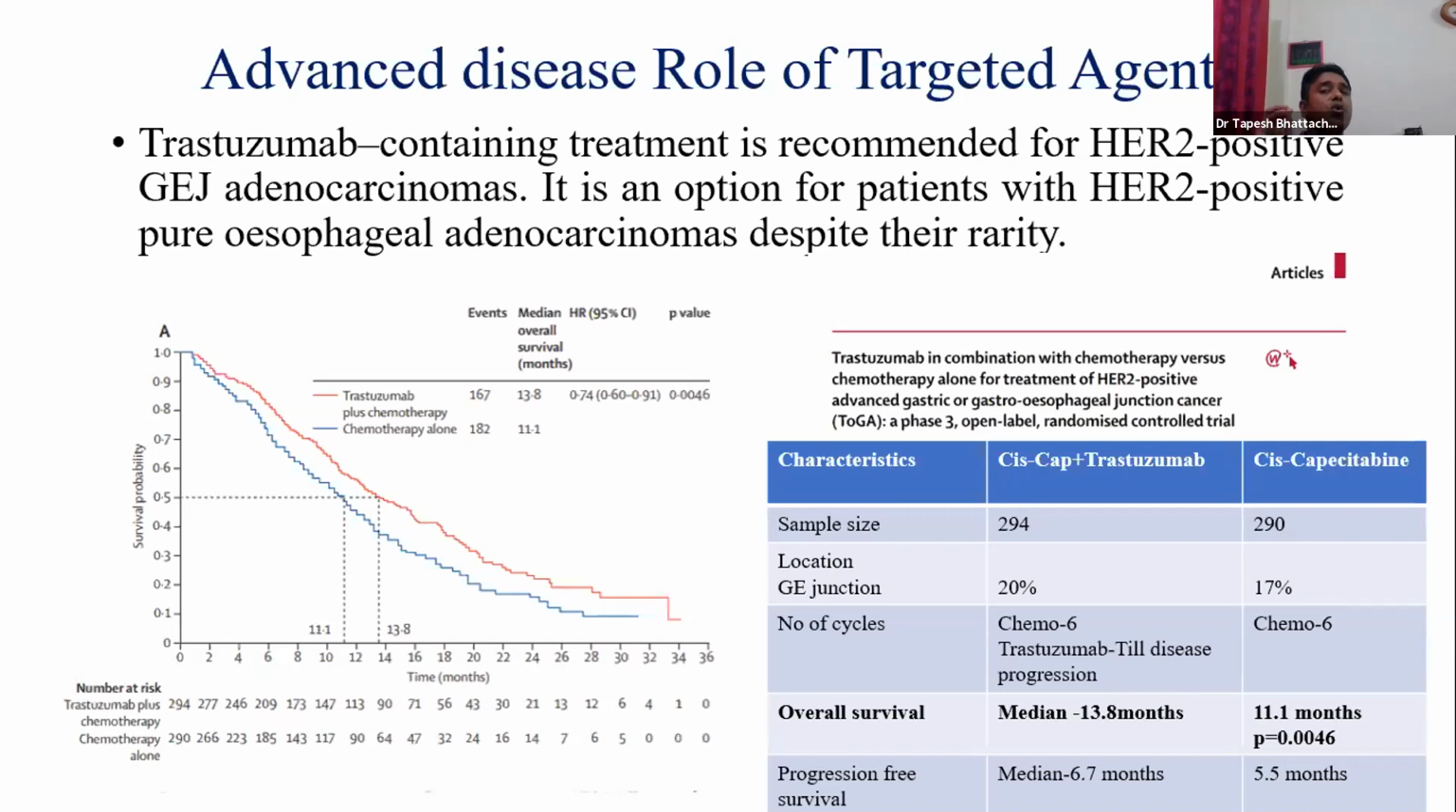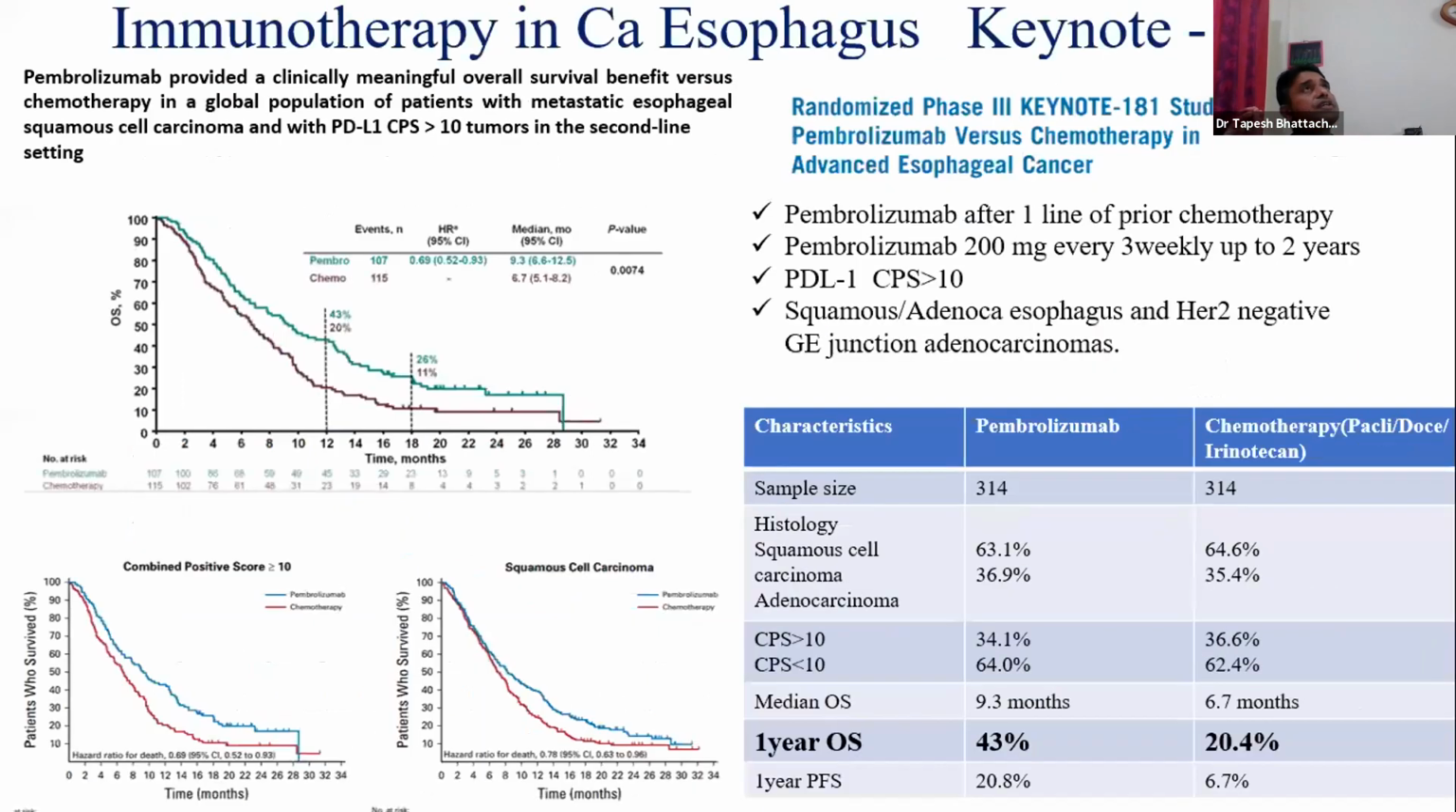Then what is the role of immunotherapy in advanced esophageal cancer? So this was the KEYNOTE-181 study. Which patients are fit for that? Pembrolizumab after first line of prior chemotherapy, pembrolizumab 200 mg every 3 weekly up to 2 years, and combined positive score, CPS, was more than 10. They have actually shown much benefit if it is squamous cell carcinoma and CPS more than 10. One year overall survival was 43% versus 20%, and that was statistically significant.